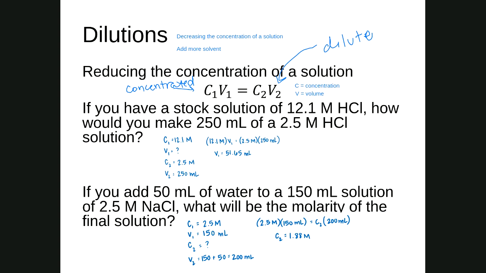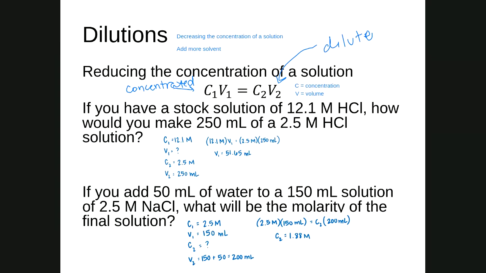So let's take a look at this problem. If you have a stock solution, and that just means that when you order that compound, that's how it comes. If you have a stock solution of 12.1 molar hydrochloric acid, how could you make 250 milliliters of a 2.5 molar HCl solution instead? So you're in the lab, you want to use 2.5 molar, but you only have 12.1. We need to dilute that down.